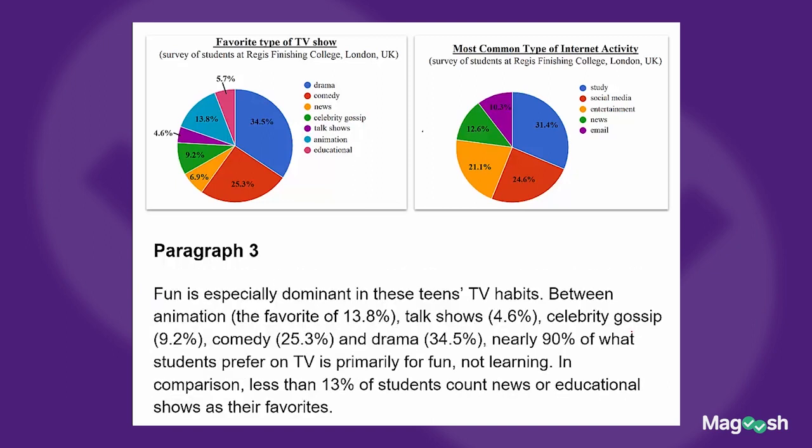So in paragraph 3 here, we could say, fun is especially dominant in these teens' TV habits, okay? So taking that idea that TV is about fun and expanding it, providing details about it. This fun idea is our organizing principle for this whole paragraph, basically. Between animation, the favorite at 3.8%, talk shows 4.6%, celebrity gossip 9.2%, comedy 25.3%, and drama 34.5%, nearly 90% of what students prefer on TV is primarily for fun.